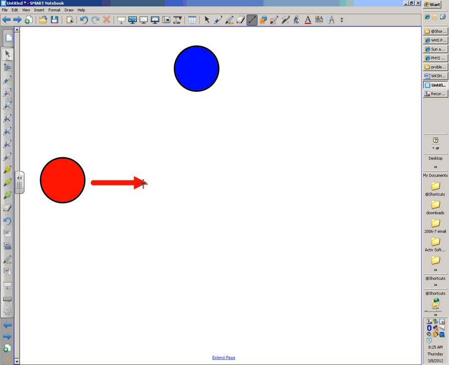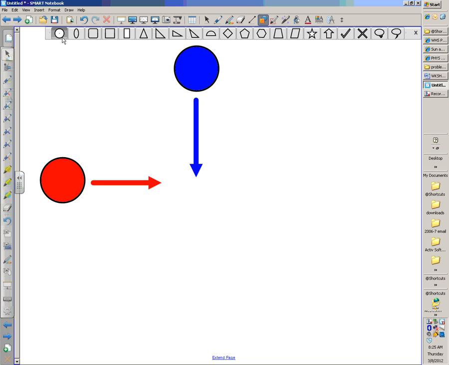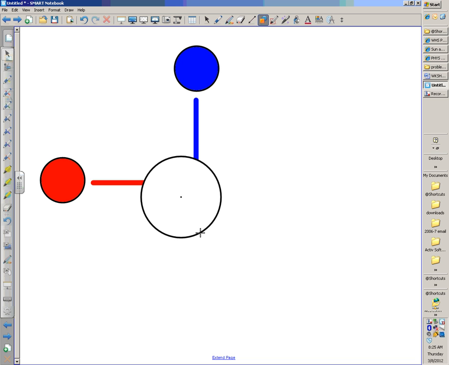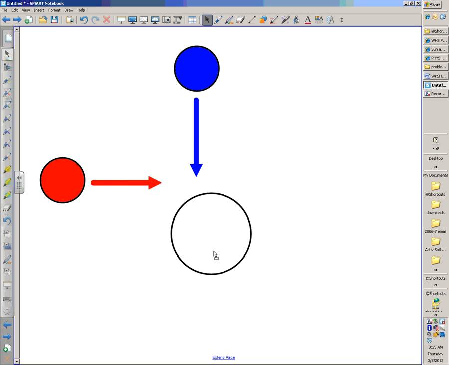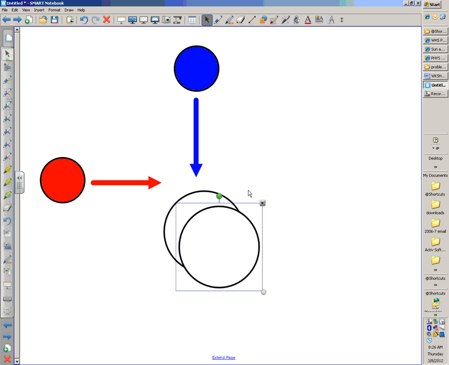All right, red object moving in this direction. Blue object moving in this direction, right? They come together.